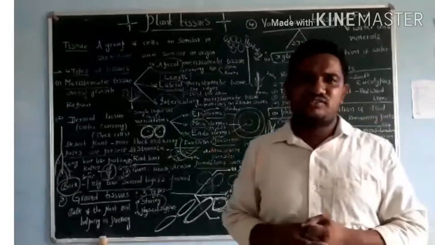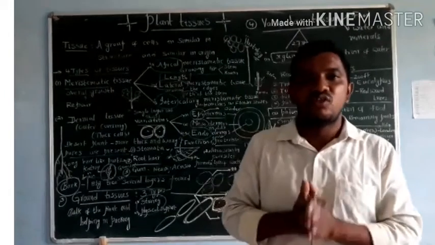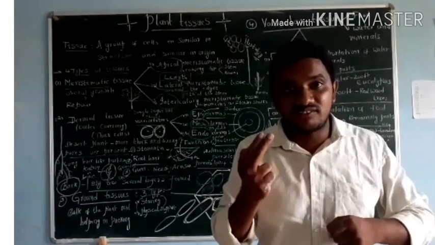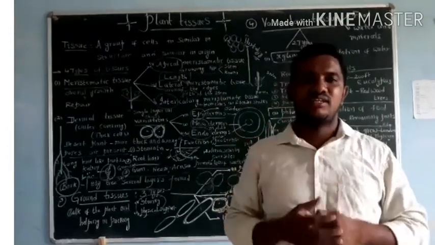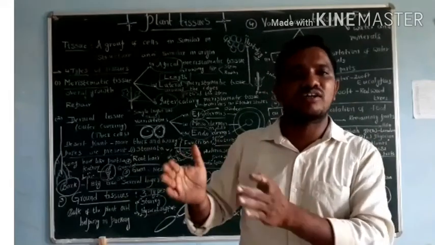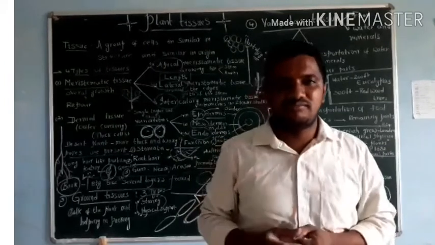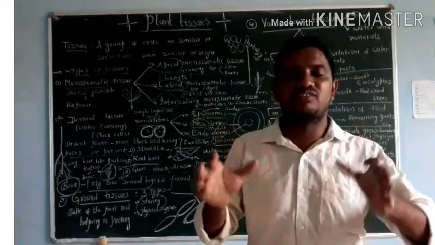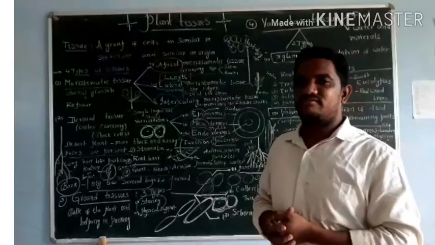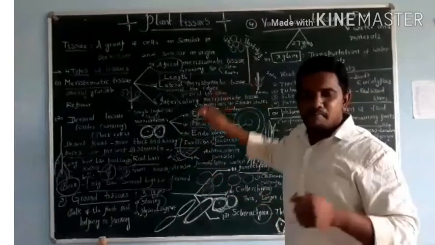Finally, vascular tissues. Vascular tissues are the tissues that help in transportation of water, minerals and food. There are two kinds of vascular tissues: xylem and phloem. Xylem tissues help in transportation of water and minerals in the plant body. Second one, phloem. The tissues that help in transportation of food material in the plant body are called phloem tissues. This is the overall concept about plant tissues.